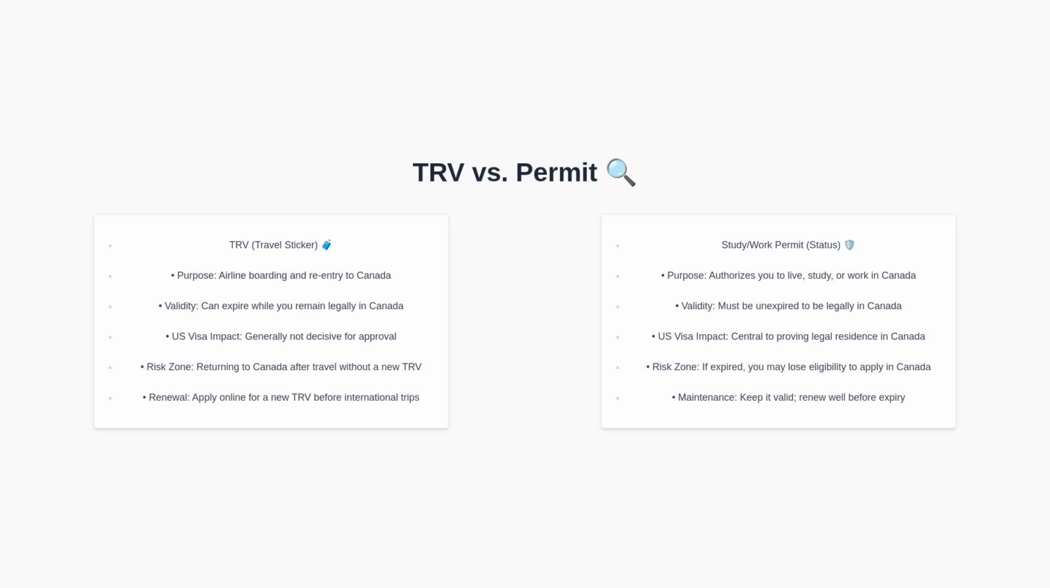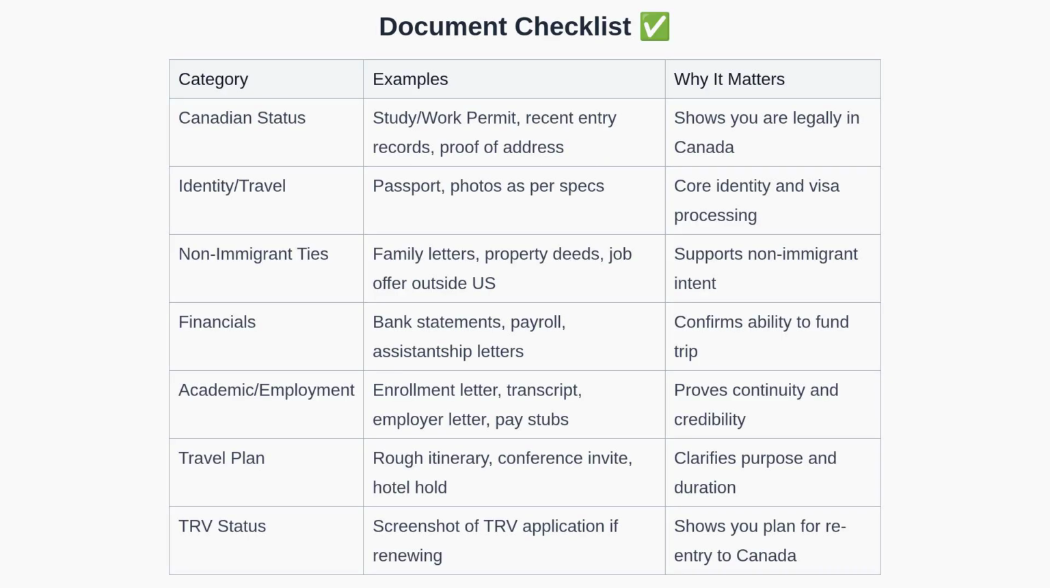Therefore, maintaining an unexpired permit is critical, while the TRV must be renewed in advance of international travel. Use this table as a practical checklist. First, assemble evidence of your Canadian status, such as your study or work permit and proof of residence. Next, prepare identity and travel documents like your passport and compliant photos.